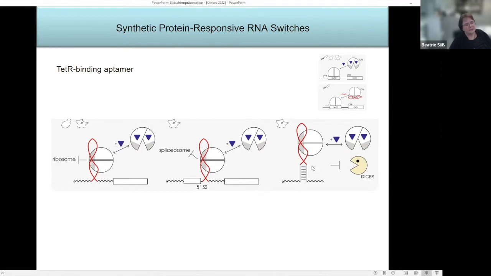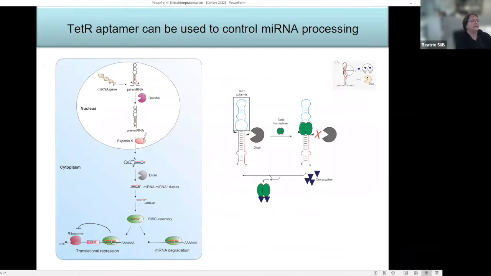And another idea we had was that we can interfere with microRNA processing by replacing some parts of the precursor with our aptamer. And I want to give you some examples if this worked out. And here is, as a first example, the control of this microRNA processing.